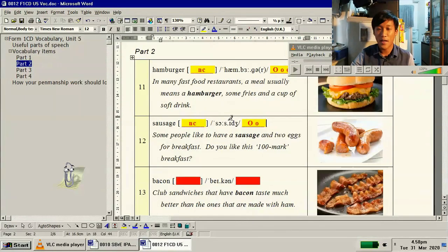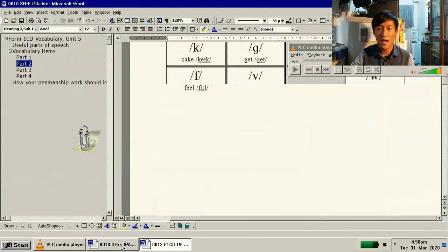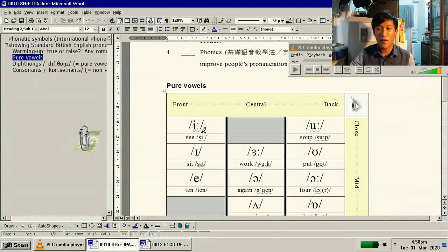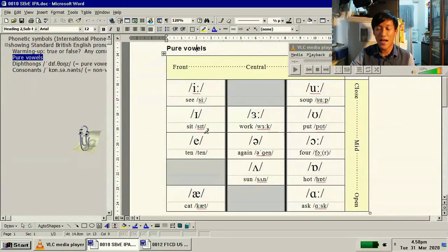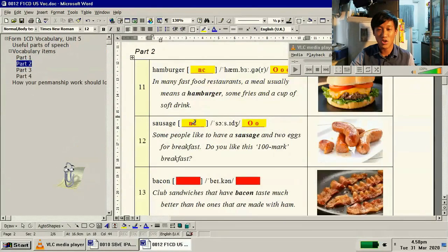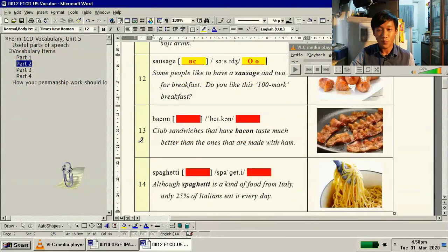Sausage, and the vowel is the short a. In the vowels table it is the short a. If you say it the wrong way, it's very Hong Kongese. We say sausage. Continue.